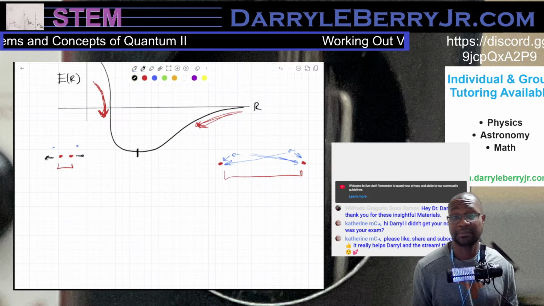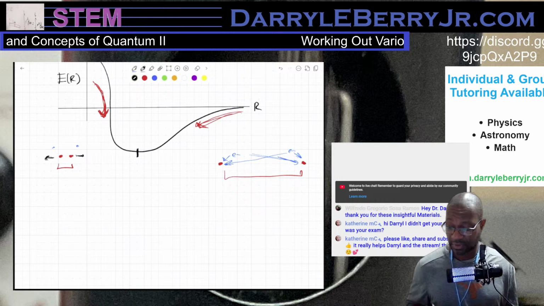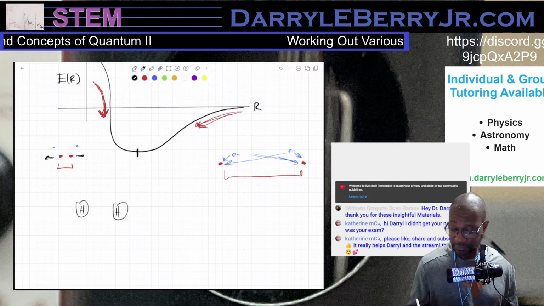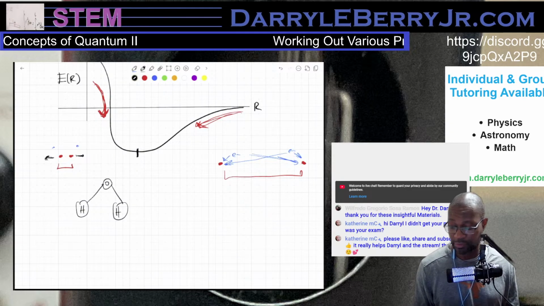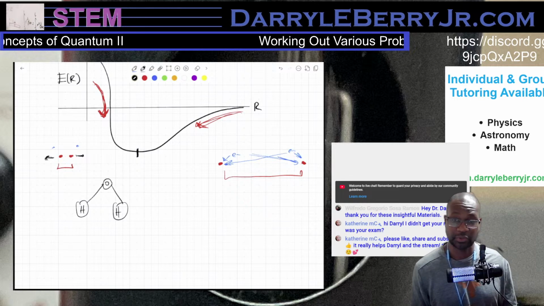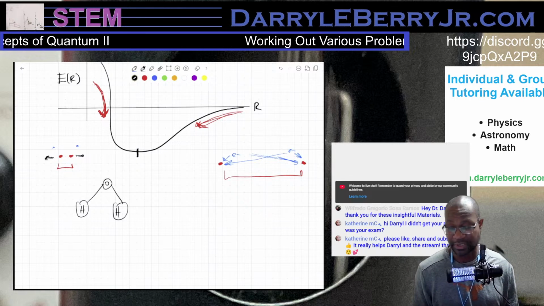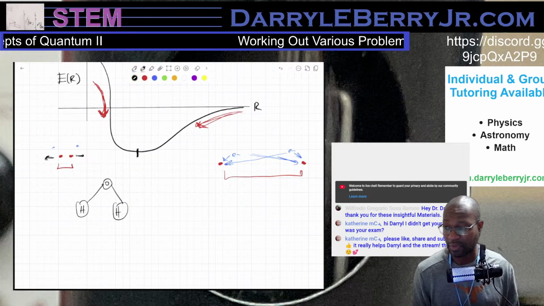So the bond length between the particles in one atom or between multiple atoms, like in water, H2O, is determined where this balance happens, where they're close enough to each other that the electrons feel a good attraction to the protons, but far enough away that the protons are not going to kick each other away.